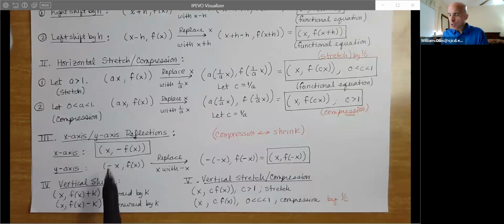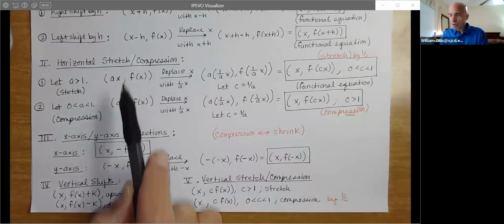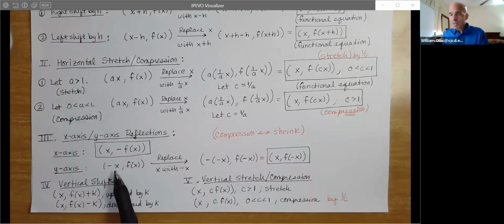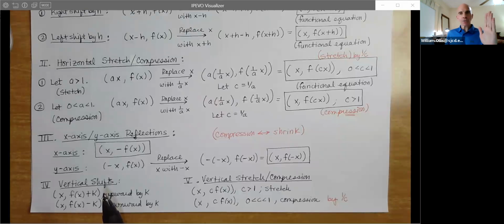Now, what if we're thinking about reflecting in the y-axis? We've got the y-axis here and we've got a point here. We want it over here, the same distance away from the y-axis. Well, we think like we thought up here. We just replace x with its additive inverse. So if we've got 2 as the x coordinate here, we'll replace it with -2 to move it equidistant on the other side of the y-axis.